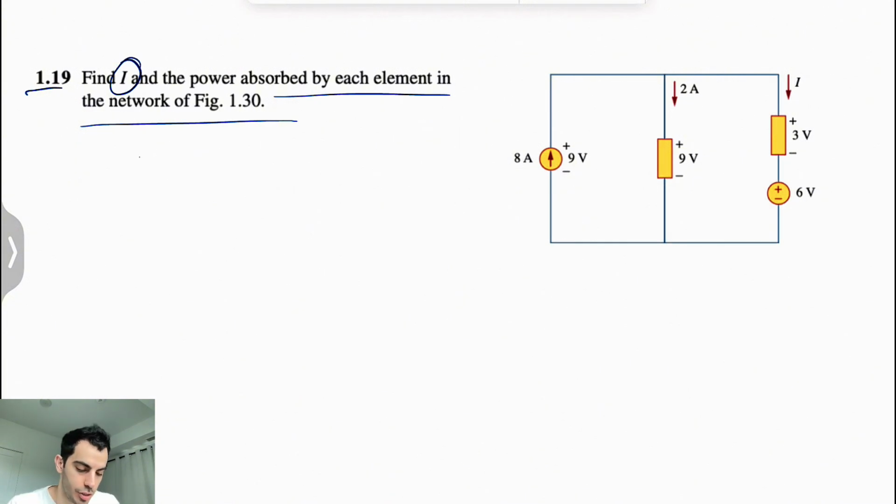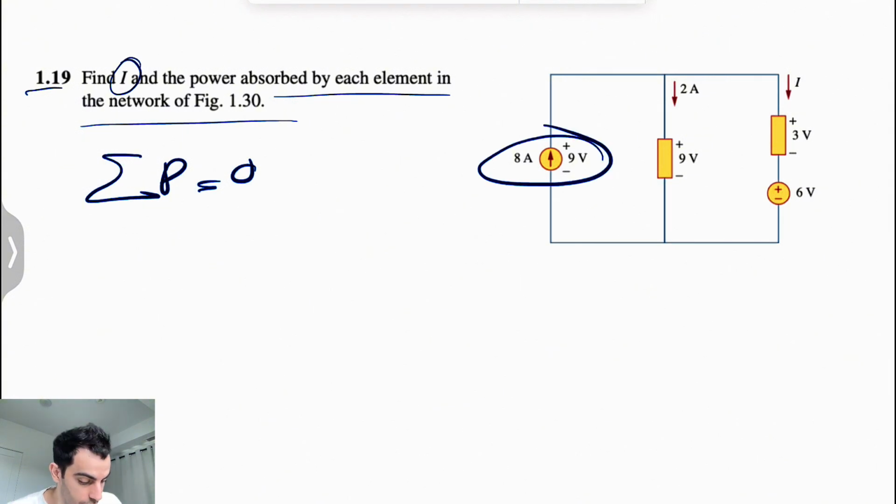So for solving this question, we're going to use the law of conservation of power. Basically, the sum of the power in all of these elements has to be 0, keeping in mind that the sum is an algebraic sum. So we need to watch whether the power is supplied or absorbed. We're going to use the passive sign convention: if the current enters the positive pole, it's going to be a positive power, and if not, it's going to be negative. So let's start with the first element.